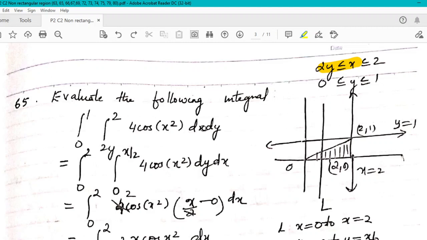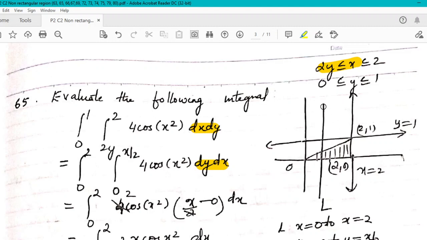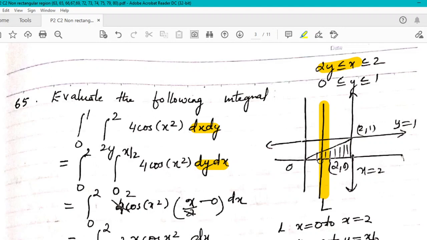So changing, we know here it is dx dy. We have to change to dy dx. Dy dx means we'll be using the vertical cross section method. So to get the limits for the double integral dy dx, you have to use the vertical cross section method. In this method, you draw a vertical line parallel to the y-axis, observe this line, and write out the limits of x and y.